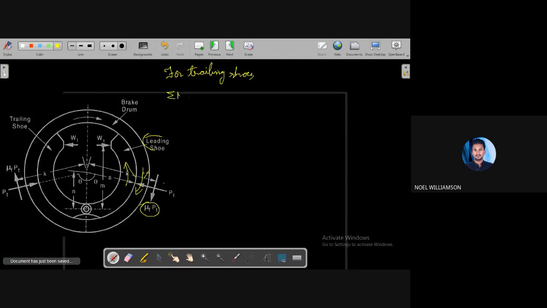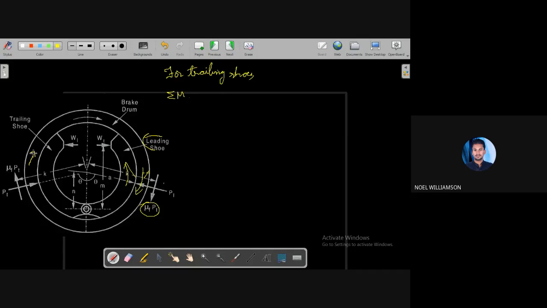For the trailing shoe, while considering the total moment about the pivot point, here also we have the forces acting. The first one is the actuating force WT, which is the actuating force at the trailing shoe. Then regarding the motion, the drum is moving in this particular direction and actually the shoe is stationary, but we are considering the case of the shoe.